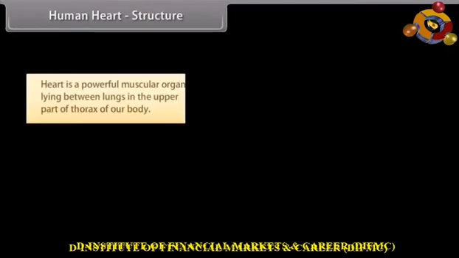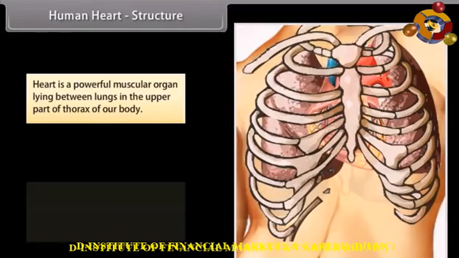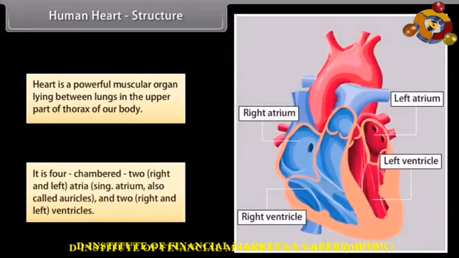Human heart. Structure. The heart is a powerful muscular organ lying between the lungs in the upper part of the thorax of our body. It is four-chambered: two right and left atria, also called auricles, and two right and left ventricles.